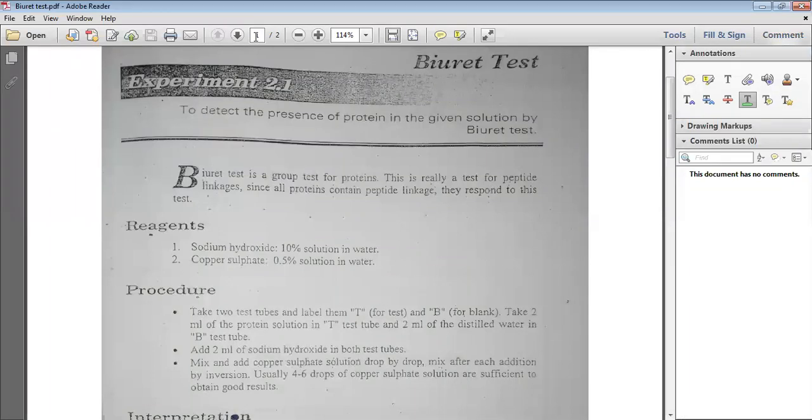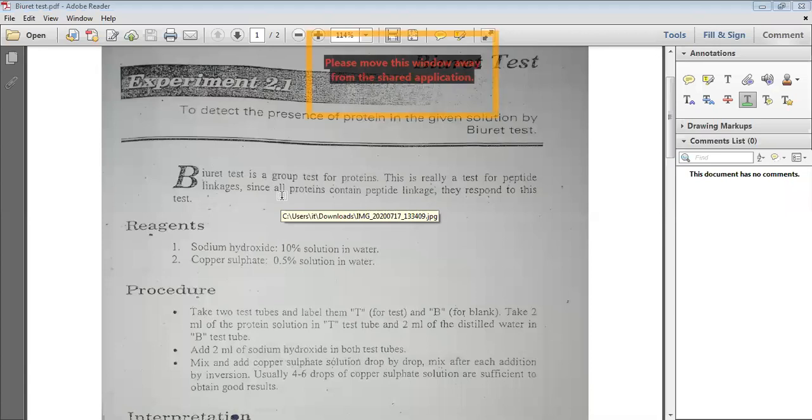Today's experiment is to detect the presence of protein in a given solution by Biuret test. First of all, Biuret test is a qualitative test to detect the presence and absence of proteins in a given sample solution.